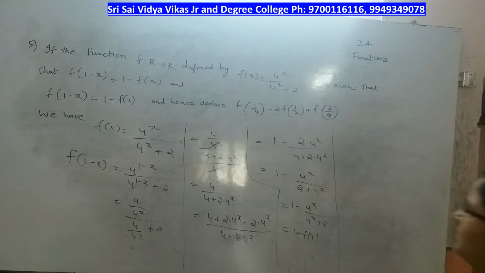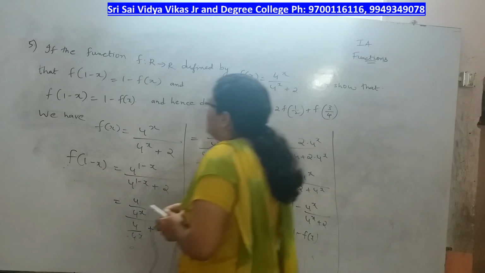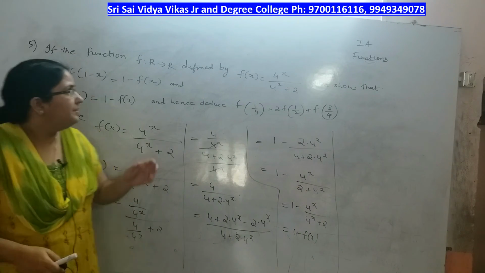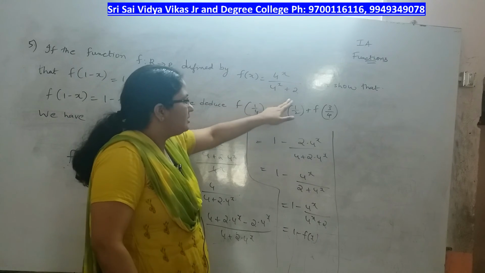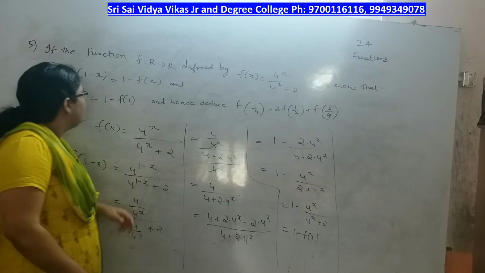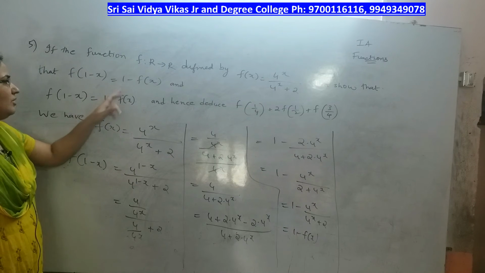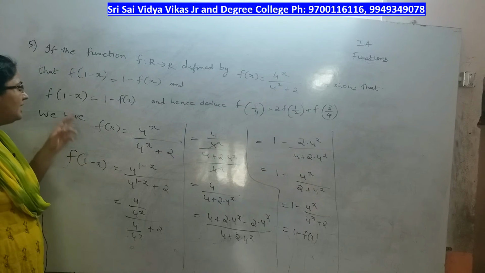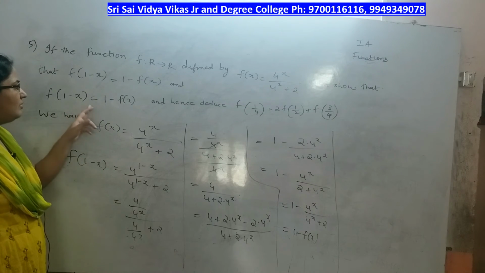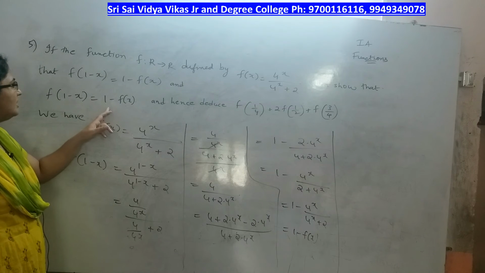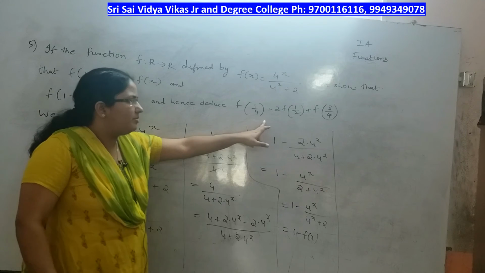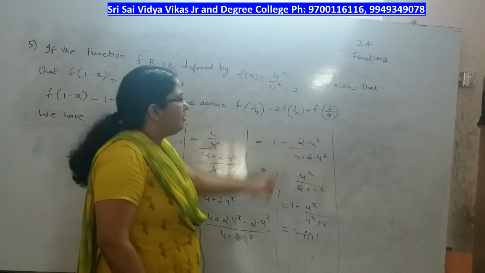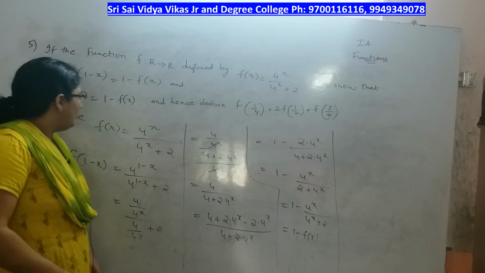Here is the next problem that we have. The function f maps R to R and is defined by f of x is equal to 4 power x by (4 power x plus 2). Then show that f of 1 minus x is equal to 1 minus f of x. You have to prove this. And also you have to find the value of f of 1 by 4 plus 2 into f of 1 by 2 plus f of 3 by 4.